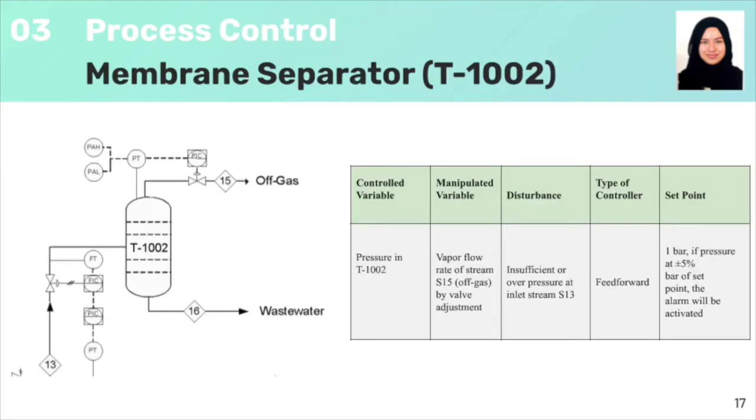For the membrane separator, pressure is an important variable as the liquid gas mixture vaporizes as off gas. If the pressure deviates 5% from the set point, the high or low pressure alarm will be activated and the valve at the top outlet stream will be adjusted accordingly.